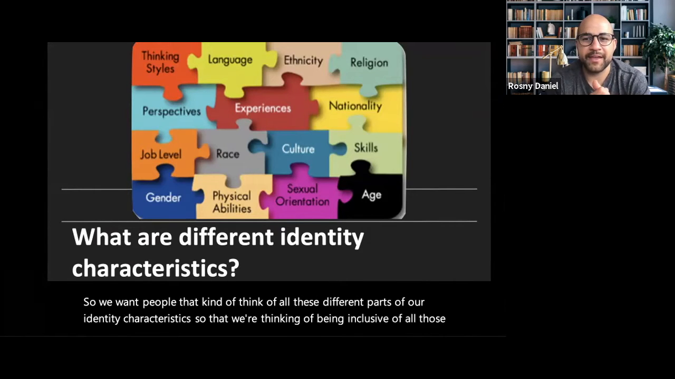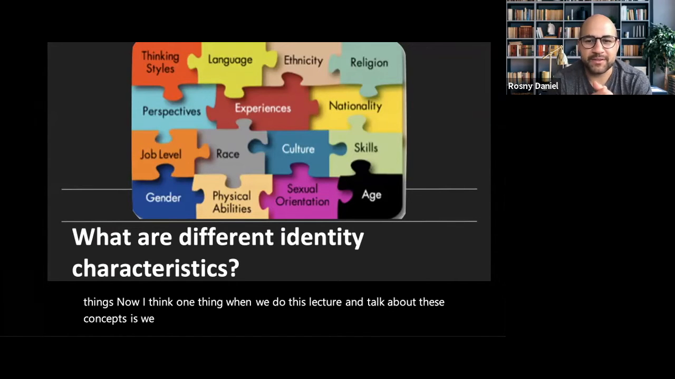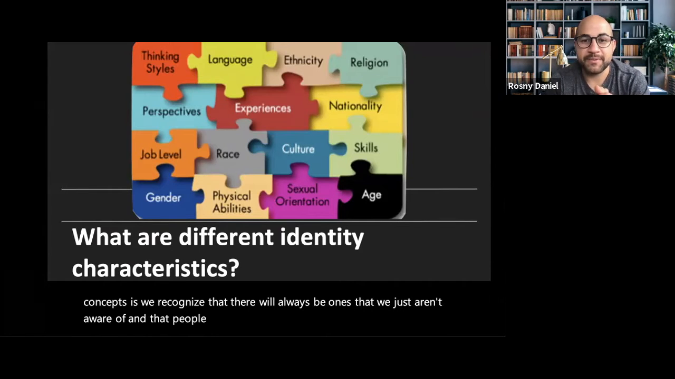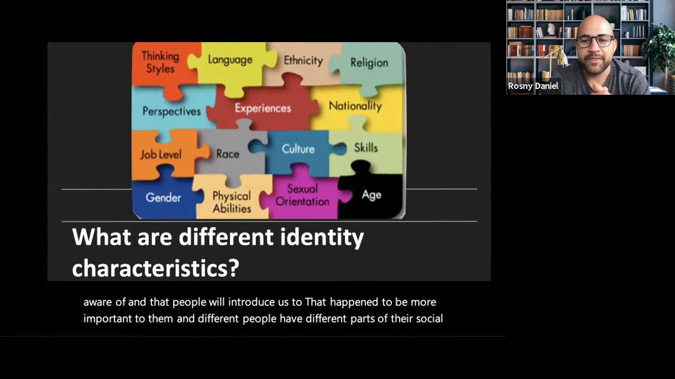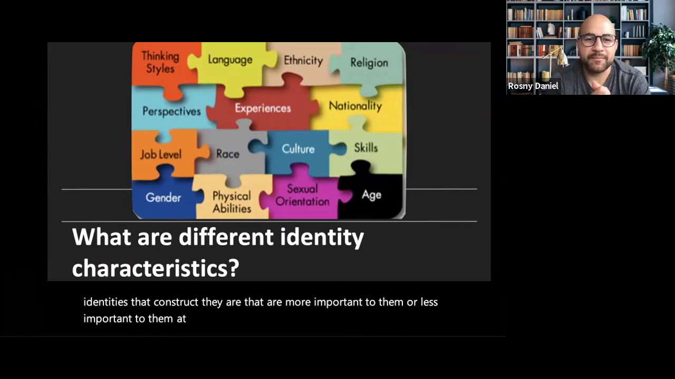Now, I think one thing when we do this lecture and talk about these concepts, is we recognize that there will always be ones that we just aren't aware of and that people will introduce us to that happen to be more important to them. And different people have different parts of their social identities that construct who they are, that are more important to them or less important to them at certain times. So just something to be aware of.